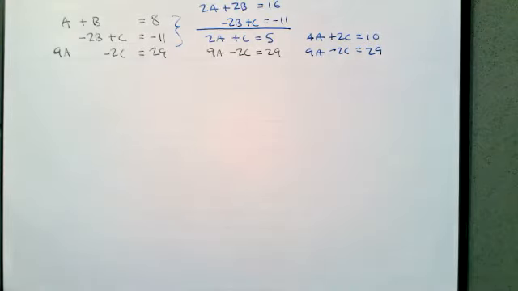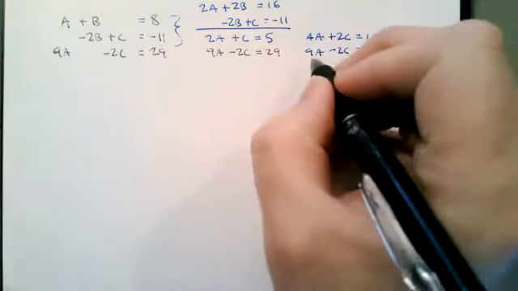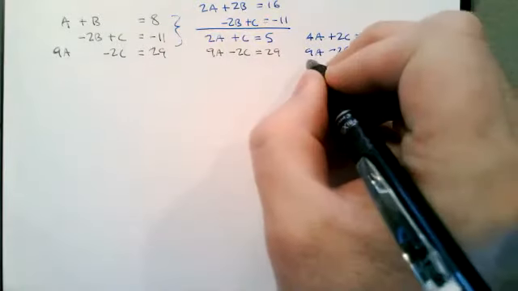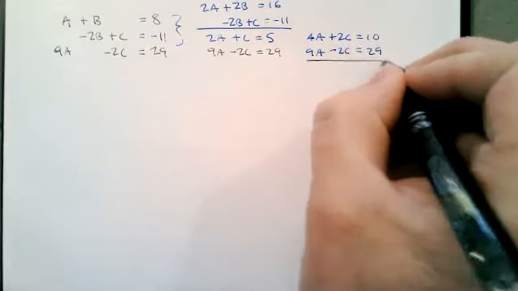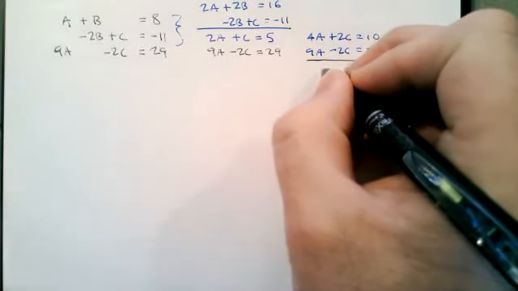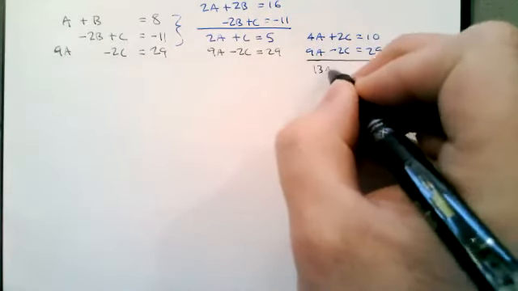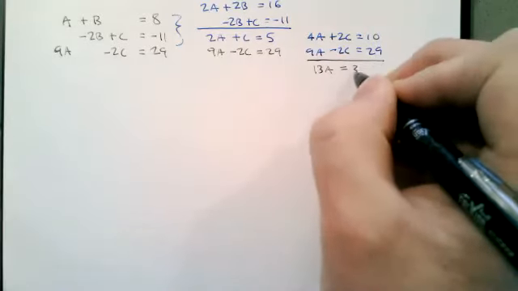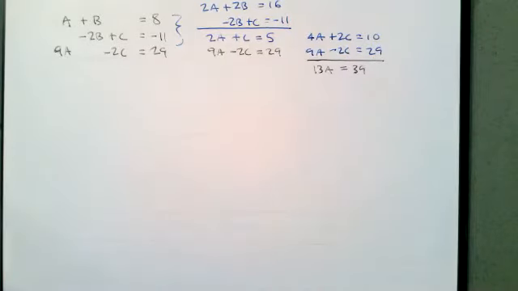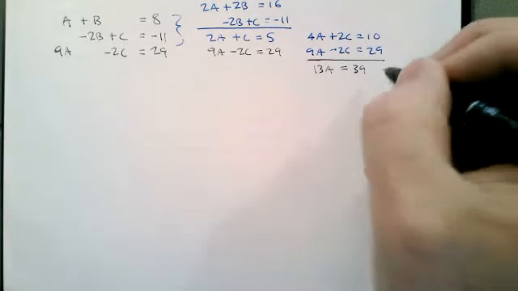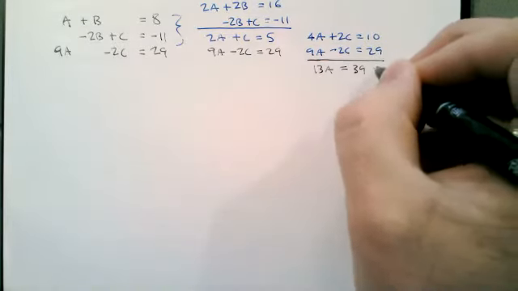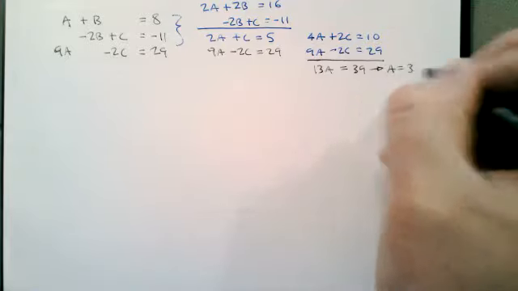So why am I getting, oh, 4 plus 9 is 13, God. Man, I don't know what's wrong with your teacher. 4 plus 9 is 13, not 12. So 13a is equal to 39. And so a is equal to 3. All right, this is why, by the way, we use machines to do this kind of stuff. So a is equal to 3.